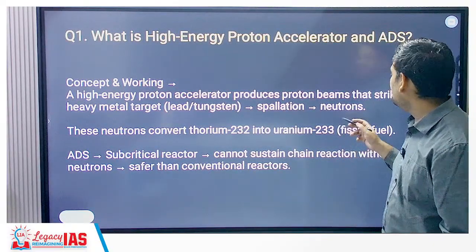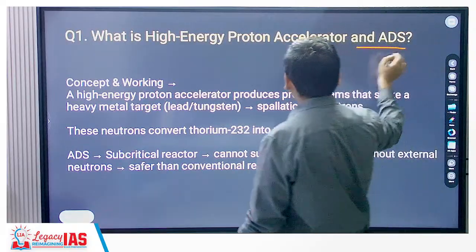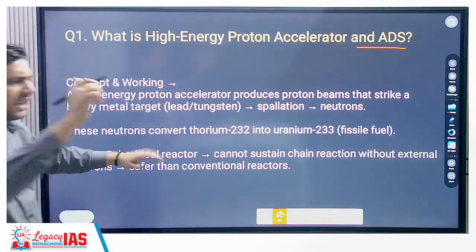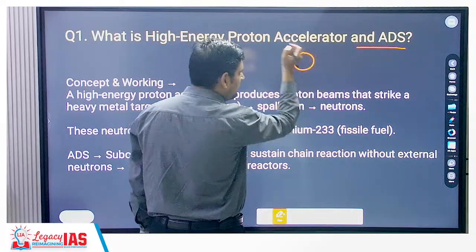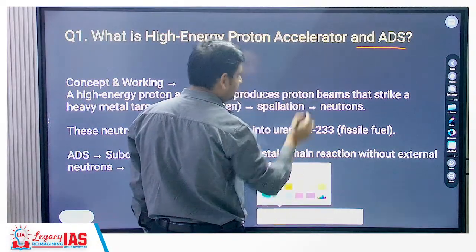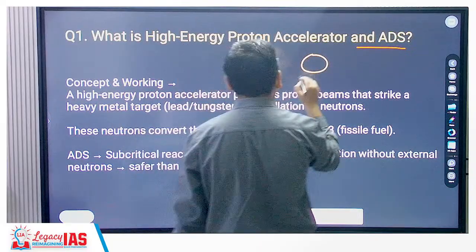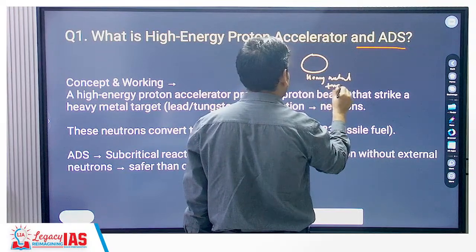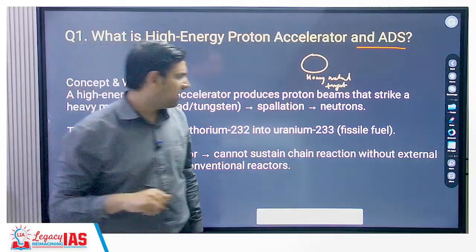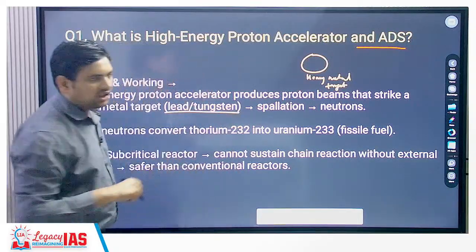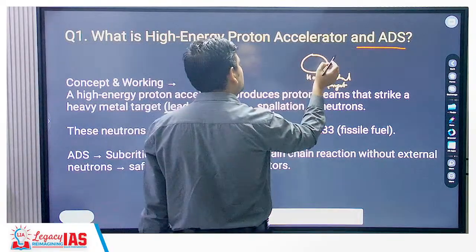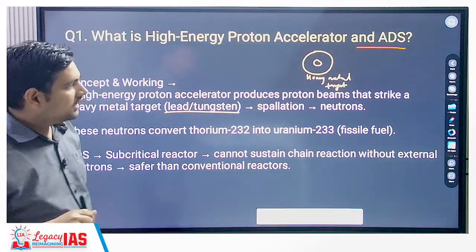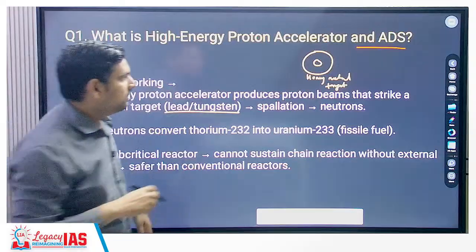Now what is a high energy proton accelerator? This we need to understand, and ADS. Understand it like this. You take a heavy metal target, for example, lead or tungsten. Let's draw the nucleus of this heavy metal atom. Then proton beams are sent directly towards the nucleus.